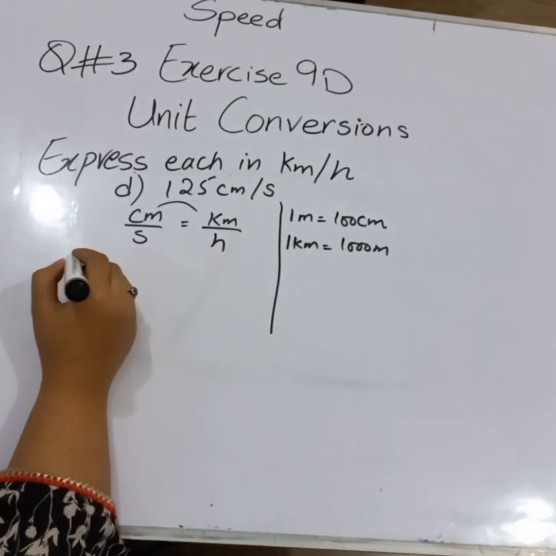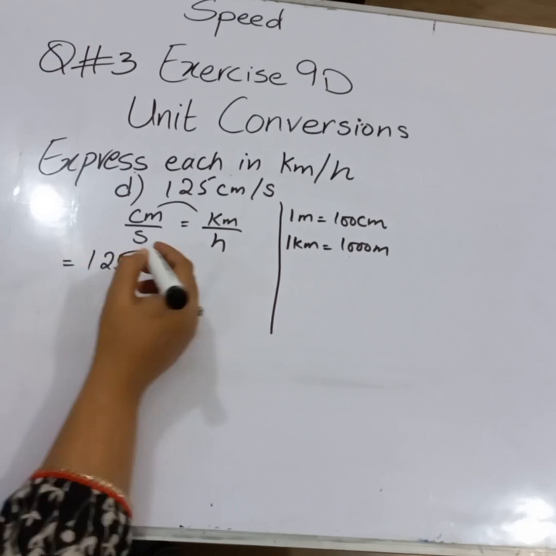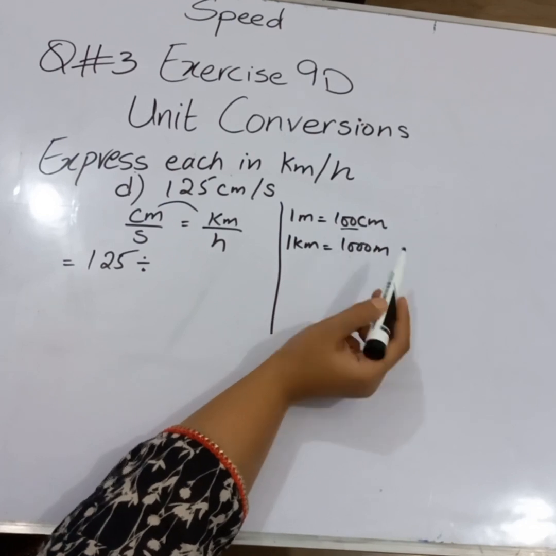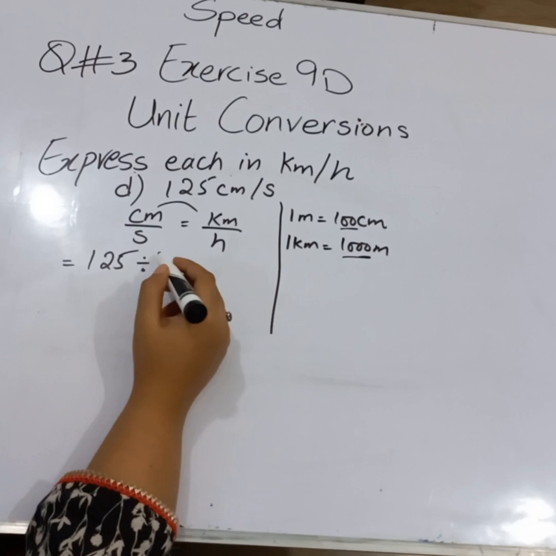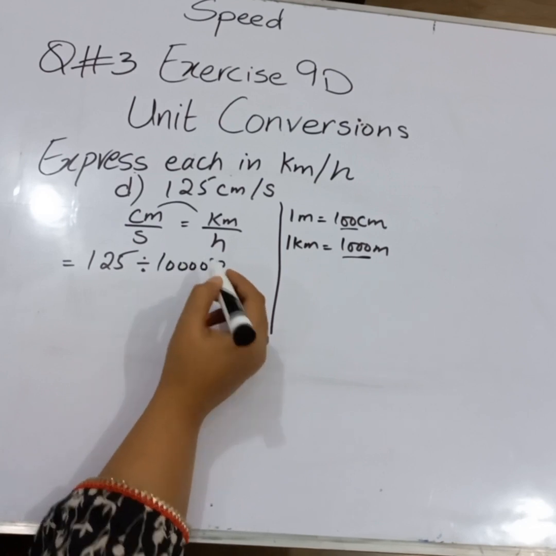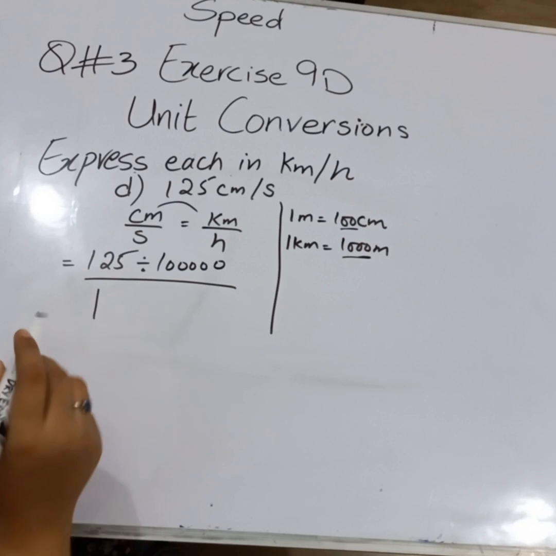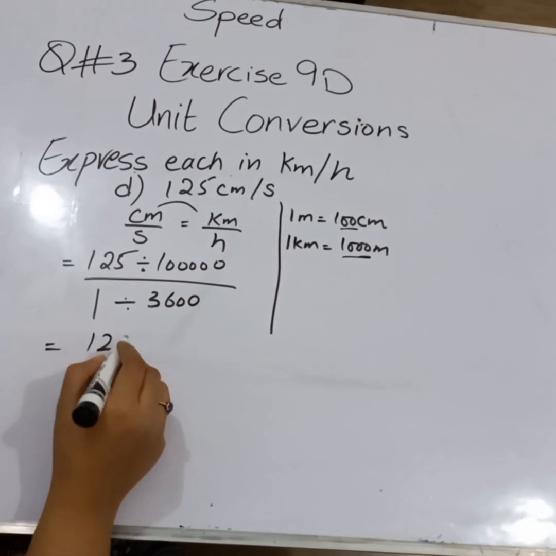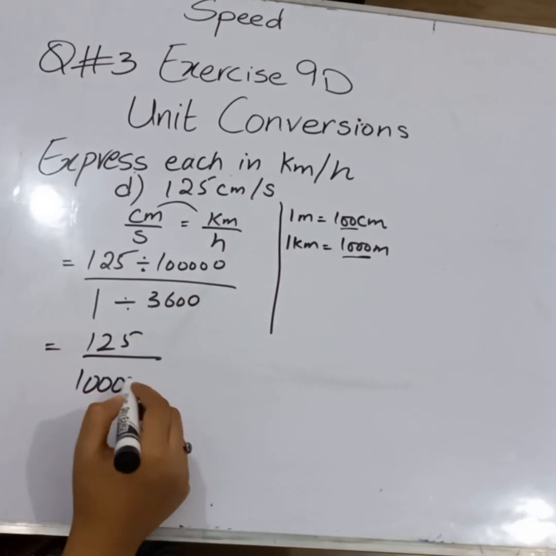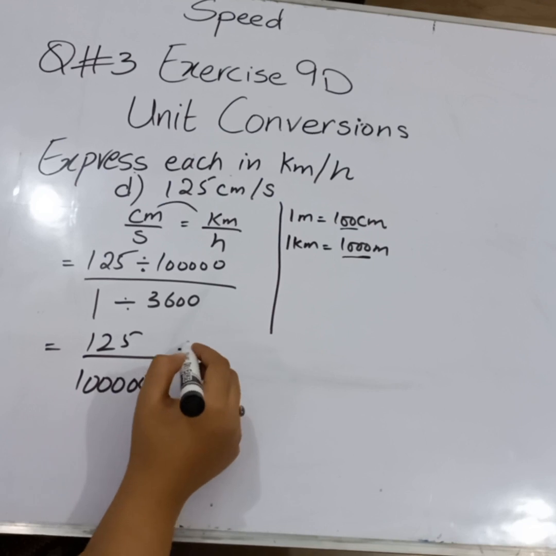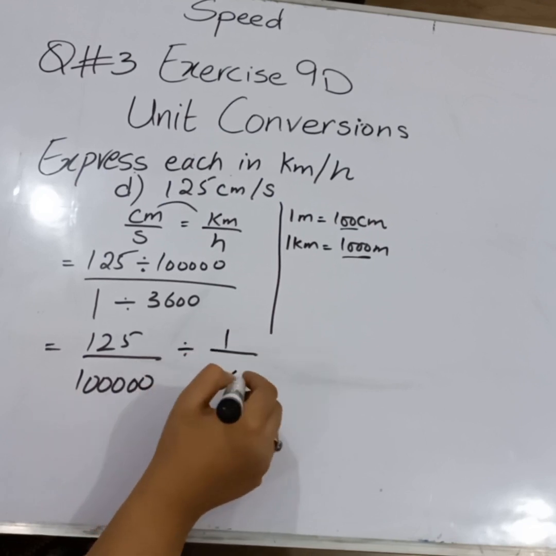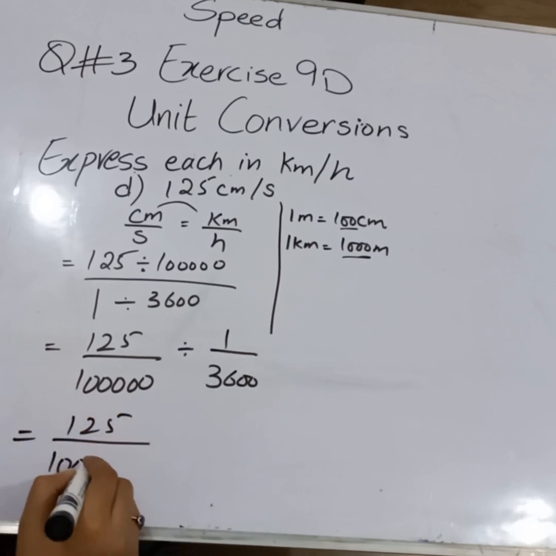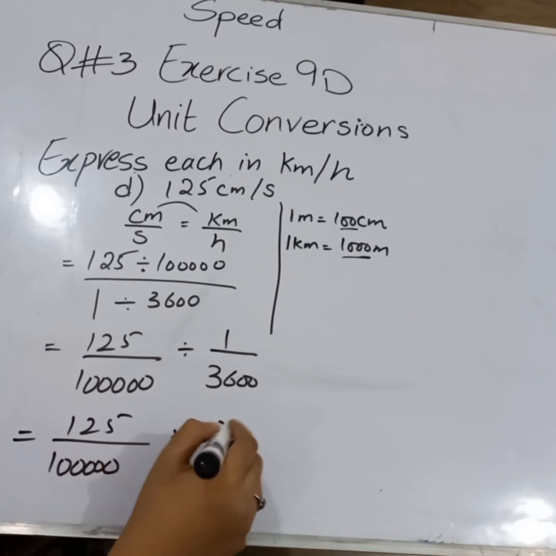So 125 divided by 100,000, because 2 zeros of centimeter and 3 zeros of meters here, 2 3 4 5. And again 1 second is in the denominator and it will be divided by 3600. So when we will write it in the form of a fraction, 5 zeros and divided by 1 by 3600. Now in the next step we will reciprocate it to make it simpler. Multiply by 3600.